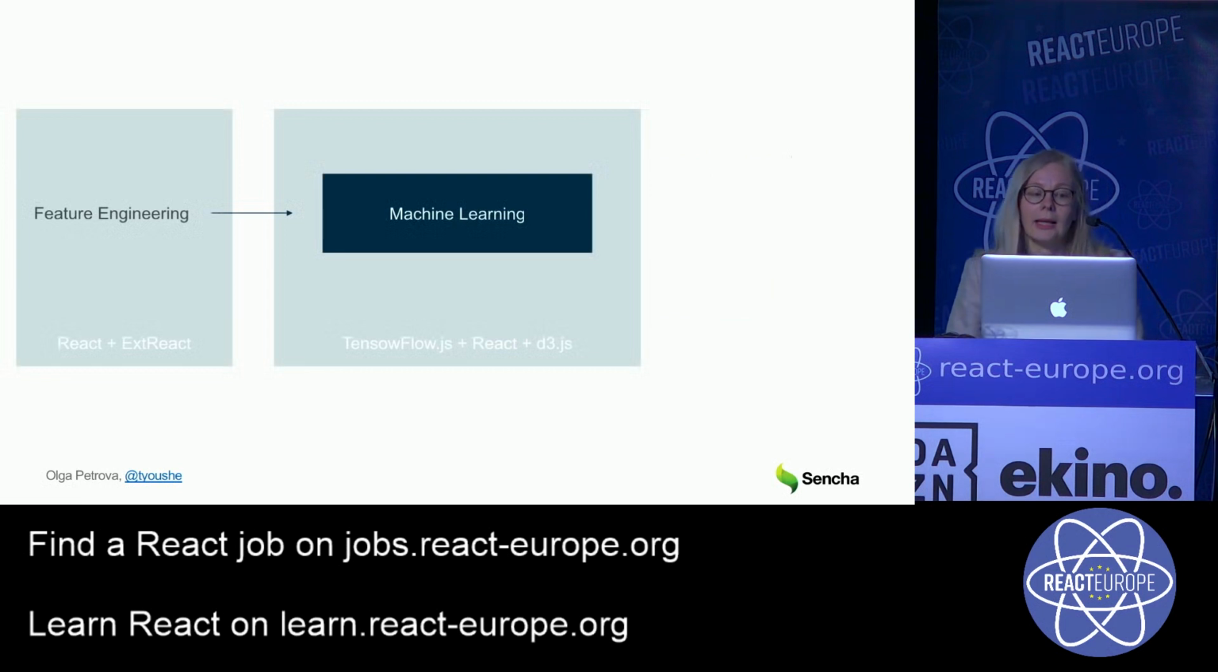And I built a tool that allows you to build a model directly in a browser and perform feature engineering, like include or exclude features from the model and apply different types of normalization. I used React for this and also a grid component from the Ext JS library. I used TensorFlow.js for the actual machine learning, D3.js to visualize this process, and React to render all this. So for me, it was a perfect fit.